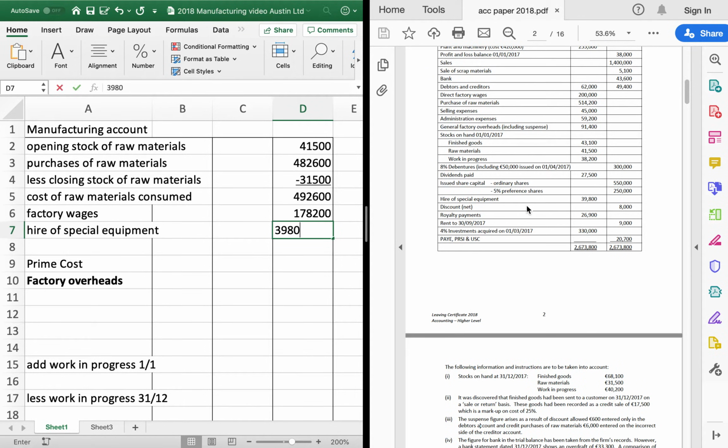39.8. And then this is what I'm talking about, the royalty payments. A royalty payment is payment to somebody else for allowing you to produce their products. So royalty payment could be another operating income, but it would have to be on the credit side. But because the royalty payment is in the debit, it means it's payment for producing goods. So it's 26.9. It's your prime cost. So you add those three on, and you get your prime cost of 73,600.